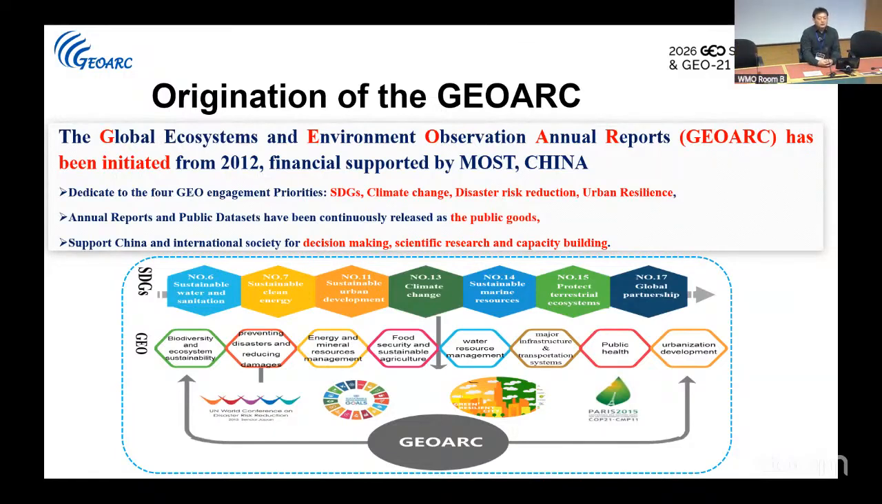So there is an origination of the GeoArc, and actually it's the Global Ecosystems and Environmental Observation Annual Reports, supported by the Ministry of Science and Technology of China, to try to use the Chinese satellite data to do some evaluation of the China ecosystems and also at the global scale. So this is the initiative. Based on these initiatives, we have released more than 10 annual reports.